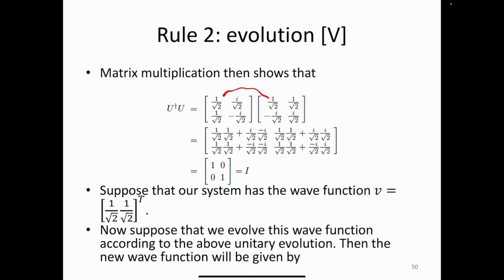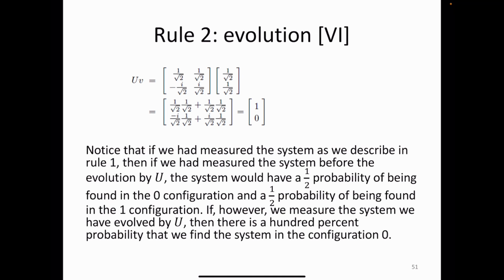Let's assume we have a system given by the wave function, so equally distributed superposition, so 1 over the square root of 2. And we evolve this wave function according to the above unitary evolution. Then the new wave function will be given by this state here, so 1, 0. So if you do that evolution again, then you get back the original state, which is this one here. So you may want to try it out, but this is one of the requirements that we have, reversible transformations.